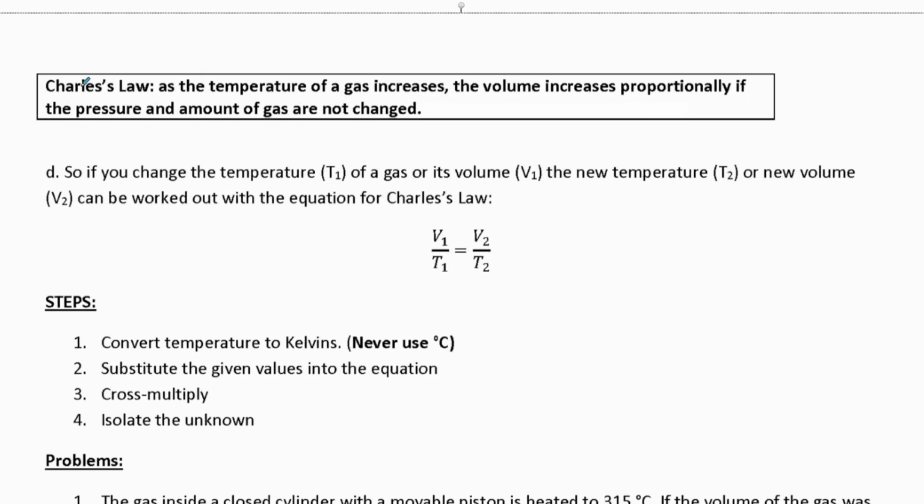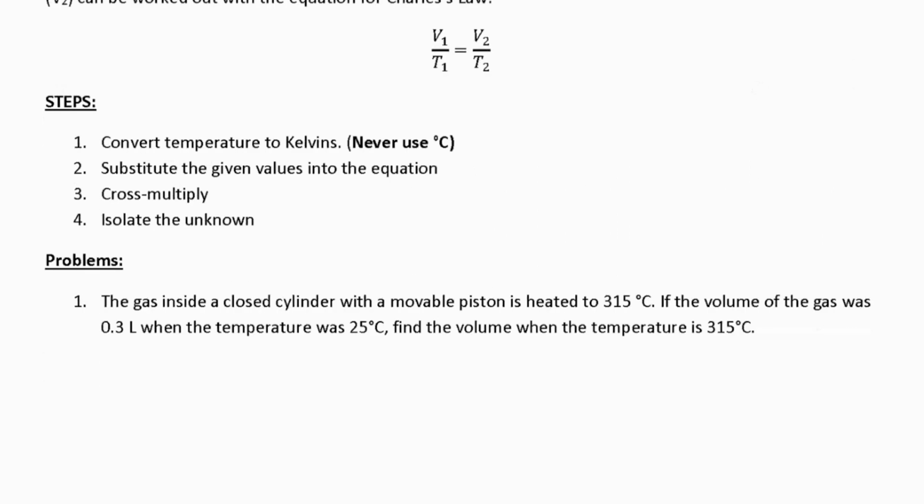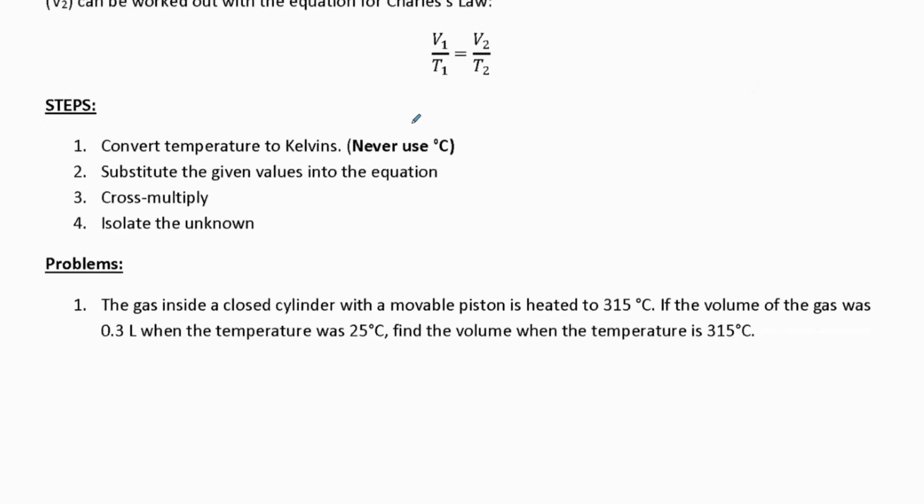Charles' law simply states, as the temperature of a gas increases, the volume increases proportionally if the pressure and amount of gas are not changed. As long as those two things stay constant throughout, an increase in temperature causes an increase in volume. So if you change the temperature of a gas or its volume, the new temperature or new volume can be worked out with the equation for Charles' law. Let's do some problems so you can see how this works. Now, the important thing here is that the temperature must be in kelvins.